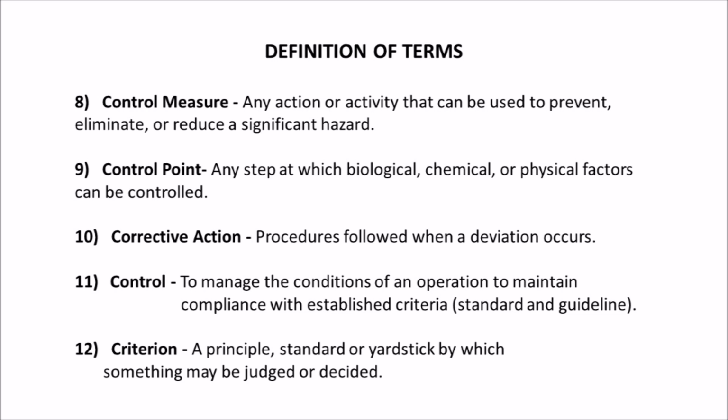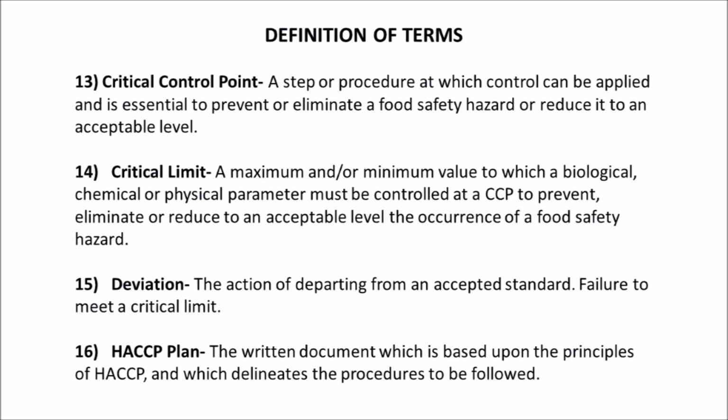Critical point, all these we have mentioned. The critical limit is a maximum or minimum value to which biological, chemical or physical parameters must be controlled at a CCP to prevent, eliminate or reduce to an acceptable level the occurrence of a food safety hazard. Deviation is the action of departing from an accepted standard, a failure to meet the critical limit, below standard. And the HACCP plan is a written document based upon the principles of hazard analysis and critical control point, which delineates the procedures to be followed.